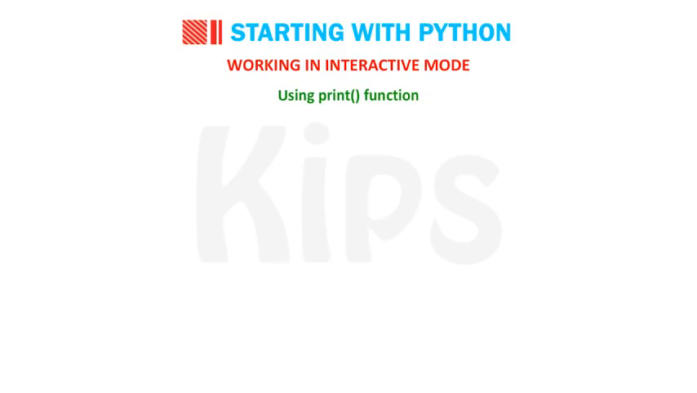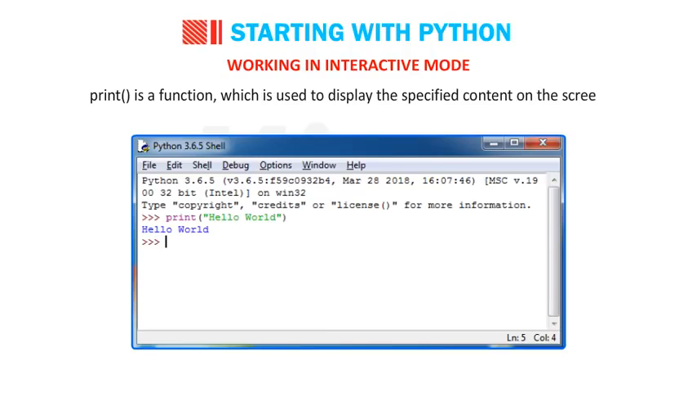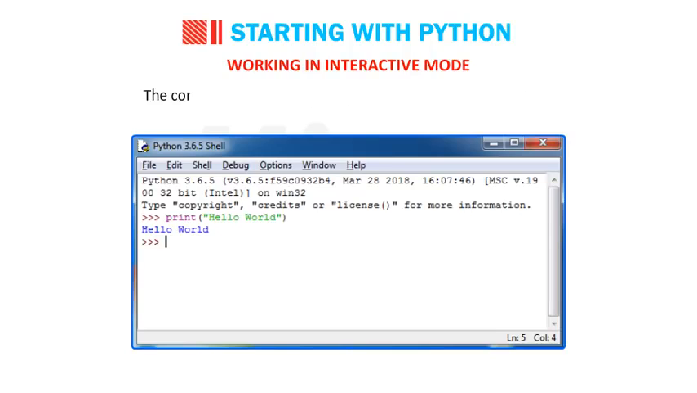Using the print function. Print is a function which is used to display the specified content on the screen. The content to be displayed is specified within the parentheses. print("Hello World") will display Hello World.